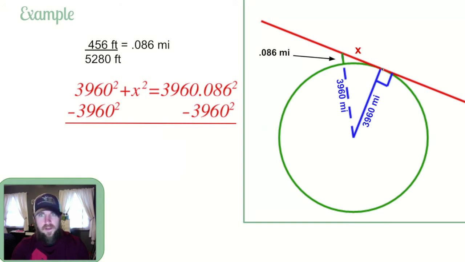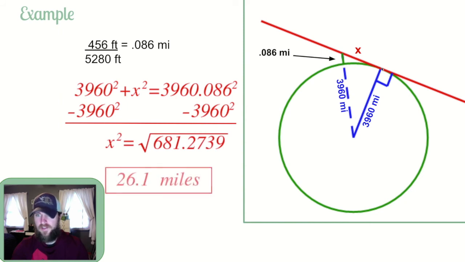You would square everything. You could then subtract the radius squared from the left side, also from the right side, and then we would finish with the square root to just get x. So after all that calculating, in a perfect world, no obstruction and no crazy science stuff going on with the sky and light and all that stuff, you could see just over 26 miles.